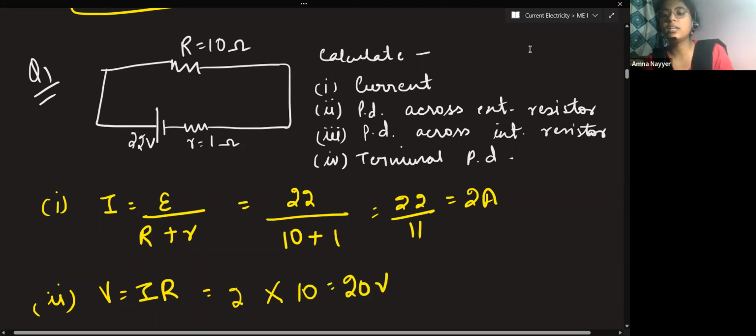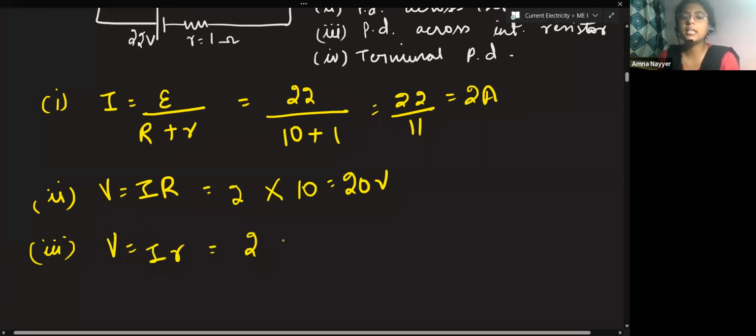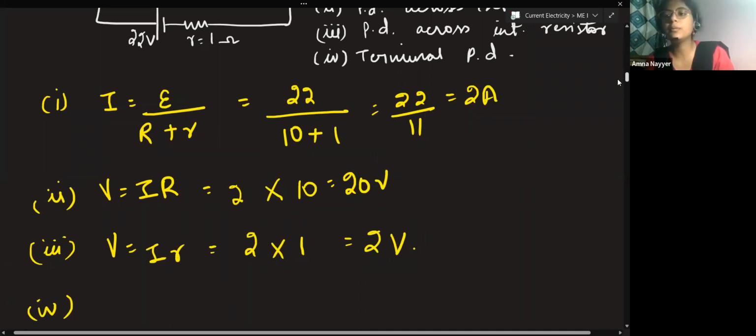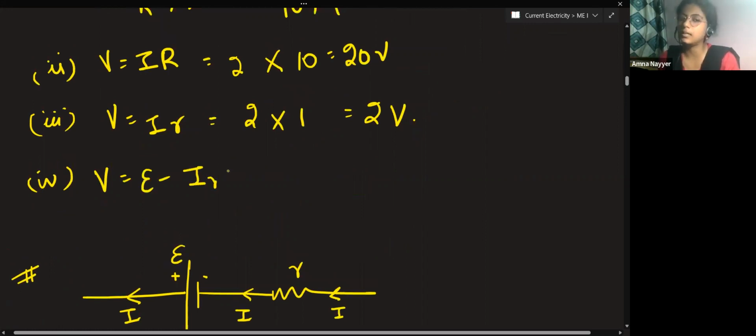Third part, potential difference across internal resistance. That becomes V is equal to I into small r. So current is 2, small r is 1, that becomes 2 volts. Last part says what? Terminal potential difference. Terminal potential difference, V is equal to E minus IR. You can use that, that's the best way to calculate it. EMF is 22 minus IR, you have calculated that's 2, that becomes 20.